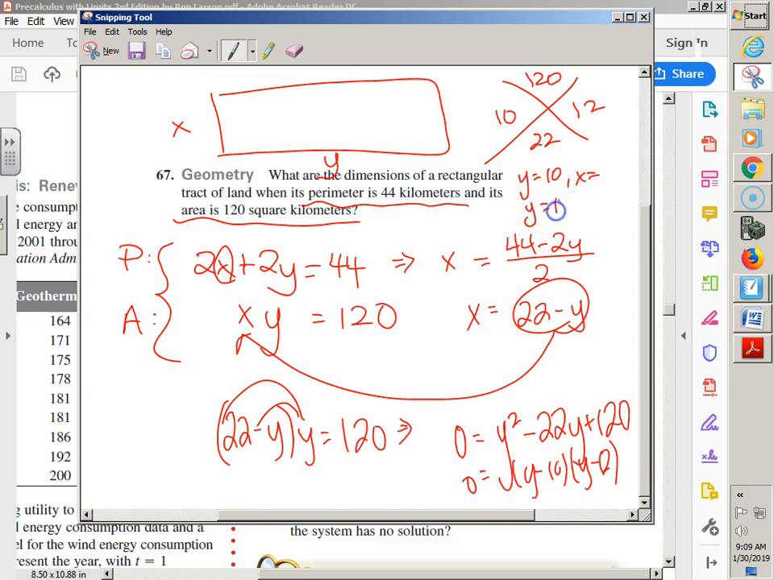Just like before, when we get multiple solutions, we have to go ahead and plug in and see what's going on. So if we plug in when y is 10, x is going to end up being 12. When y is 12, x is equal to 10. Does it really matter either way? No. So the long story short, we're just going to have a 10 by 12 rectangular track, both measured in kilometers, right? There we go. Does that make sense, kiddo?